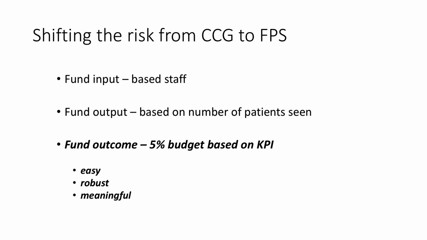Probably the most aggressive form of funding model is funding by outcome, and this is the one that we have experience of. And this is where a proportion of the budget is reimbursed based on achievement of KPIs. So you pay to deliver the service and you give some money back if you fail to deliver the service.